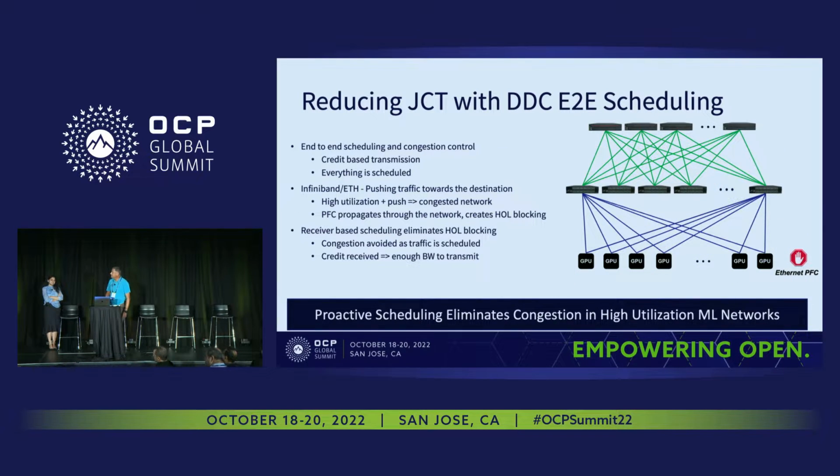So the second part, which is very important, is the end-to-end scheduling. So traditional architecture or techniques, every switch pushes the data to the next switch. And this creates a lot of congestion, especially when the utilization of the network is high. If the network utilization is relatively small, then all this imperfection is maybe acceptable. But when the utilization is high, every such imperfection is causing great degradation in the performance.